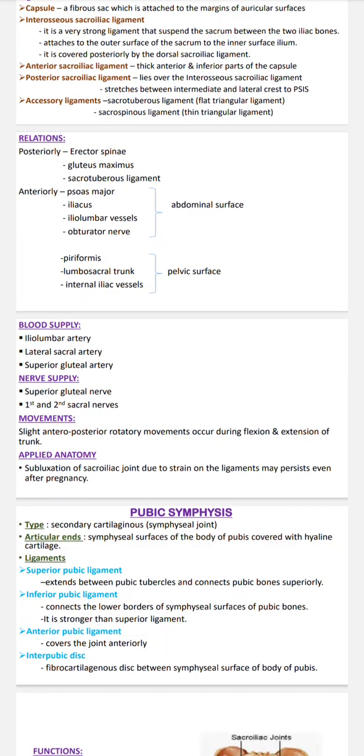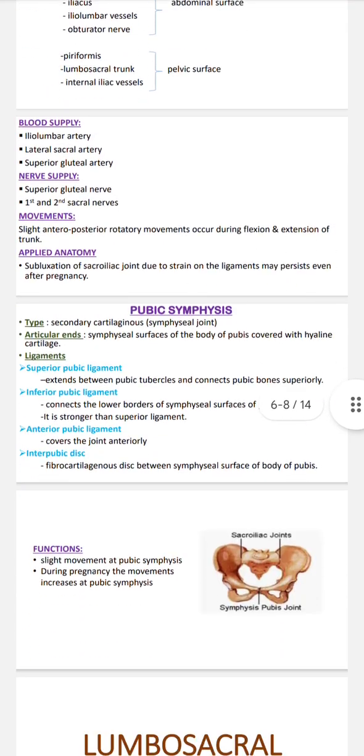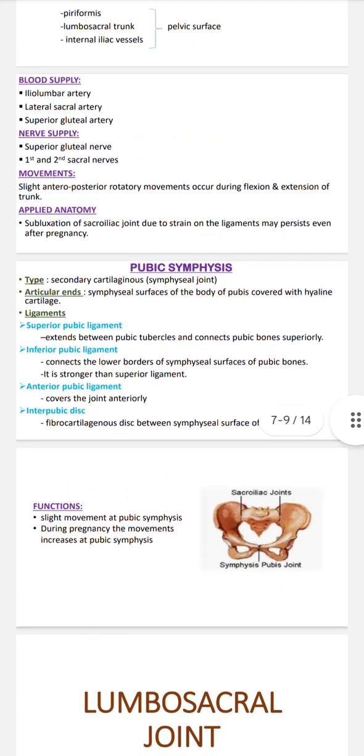Anteriorly, we have the psoas major, iliacus, iliolumbar vessels, and obturator nerve on the abdominal surface, and the piriformis, lumbosacral trunk, and internal iliac vessels on the pelvic surface. On the posterior aspect, the erector spinae muscles, gluteus maximus, and the sacrotuberous ligaments are present. The blood supply to this joint is the iliolumbar artery, lateral sacral artery, as well as the superior gluteal artery. The nerve supply for this joint is the superior gluteal nerve and the first and second sacral nerves.